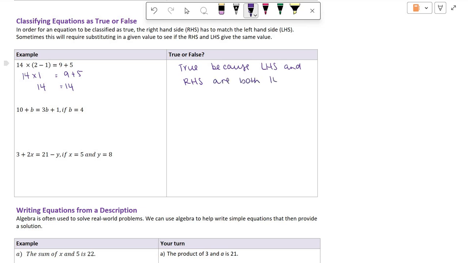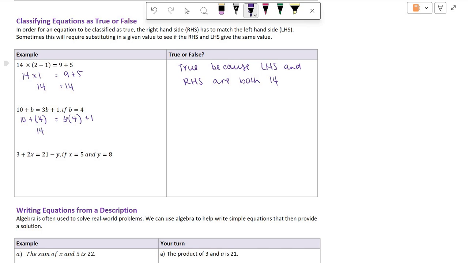If we have a look at this second one, this one requires a little bit of substitution. Okay, so we've got to do a bit of working out, and don't forget to use your brackets just so we don't mix up any multiplications and that sort of thing. So this left-hand side is going to be 10 plus 4, and that right-hand side, don't forget to use your brackets, is going to be 3 times 4 plus 1. If you need to write your times sign in there, feel free to, okay?